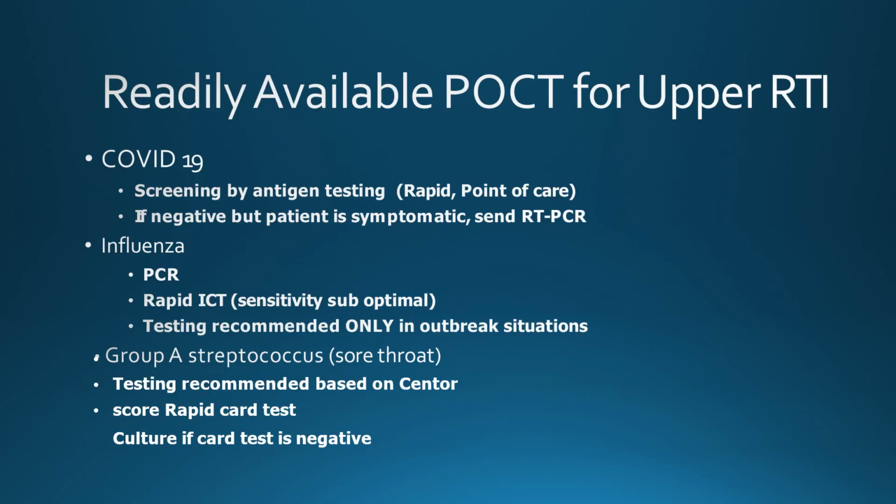Let's see the readily available point of care tests for upper RTI. One is COVID-19 screening by antigen testing. If negative but the patient is symptomatic, send RT-PCR. Another is influenza PCR or rapid immunochromatographic test. Testing is recommended only in outbreak situations. For group A streptococcus, testing is recommended based on the Centor score. A rapid antigen test is available. Culture if the rapid antigen test is negative.